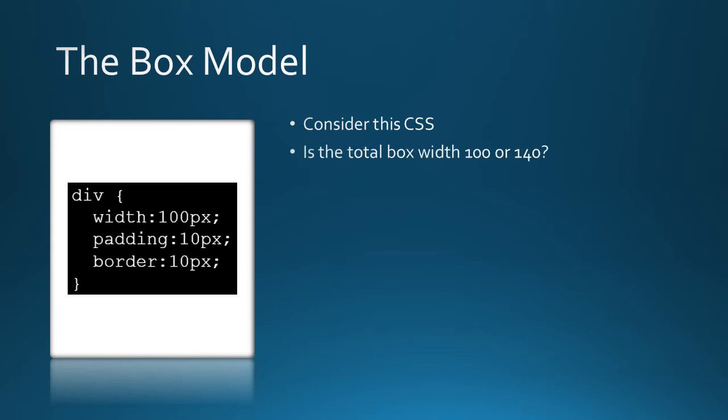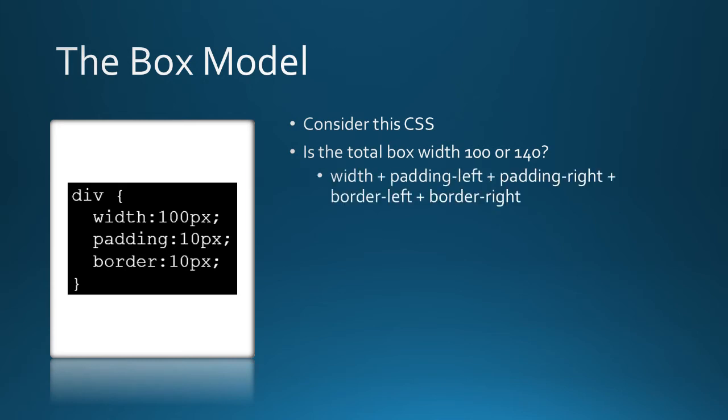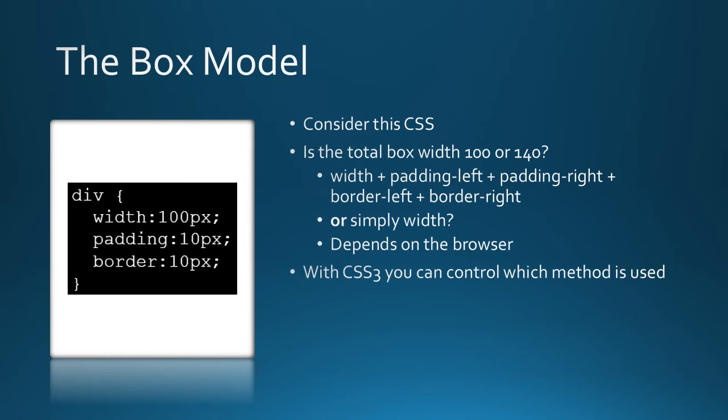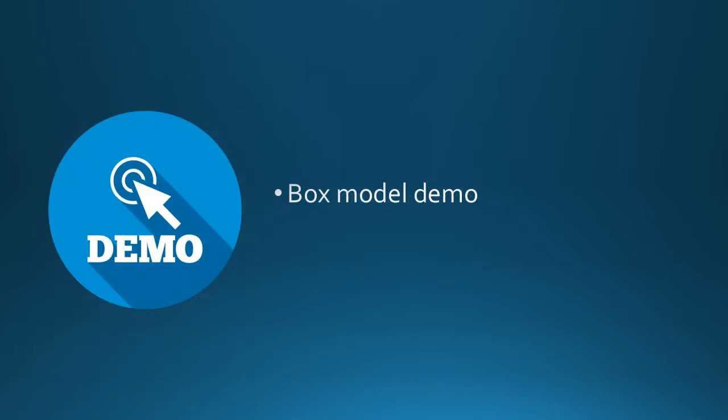So the question becomes, is this total box width going to be 100 or 140? Well, it could be construed as width plus padding left plus padding right plus border left plus border right. That's what some browser manufacturers may choose to do. Or others may say it's simply width. The problem is it really depends on the browser, or at least it used to in the past. With CSS3 though, we can now control which method is used. So let's take a look at how we control the box model.